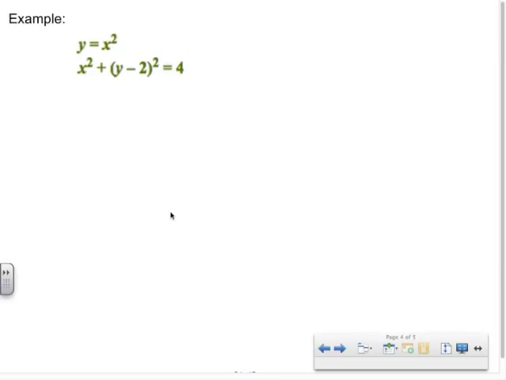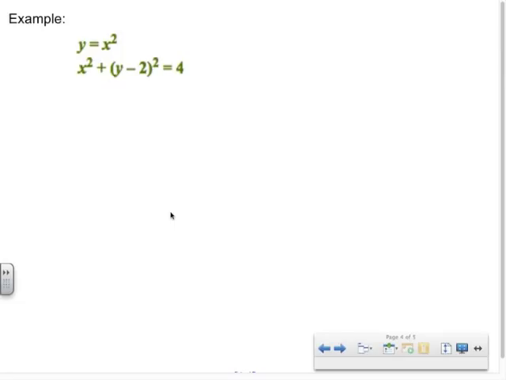So in order to get comfortable with this, let's look at an example. We're going to solve y equals x squared and x squared plus (y minus 2) squared equals 4. I want to identify the values of x and y where these graphs will intersect. Just a quick fun fact, this circle, the second equation, has a center at (0, 2) and has a radius of 2. So if you wanted to actually graph that, you would plot the center at (0, 2), and then use a compass to make sure that the radius is 2. But we're going to focus on how to solve this algebraically.